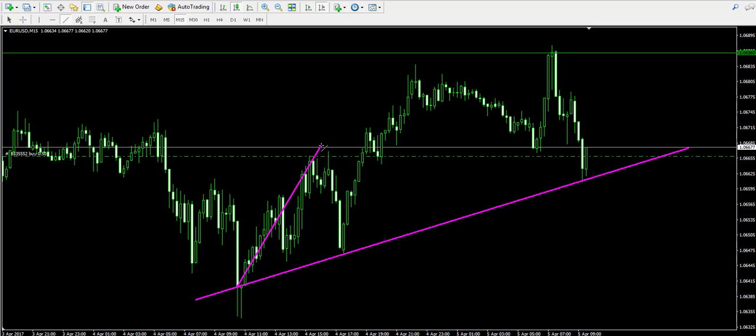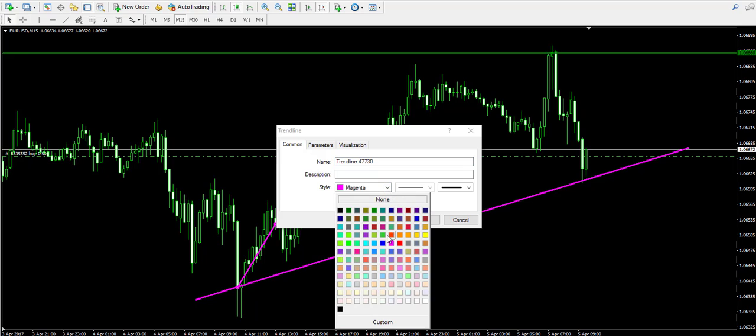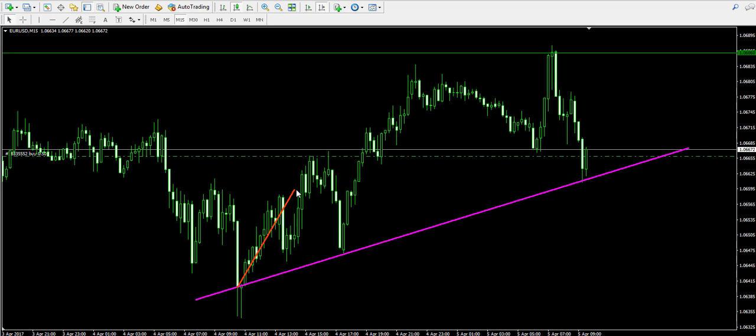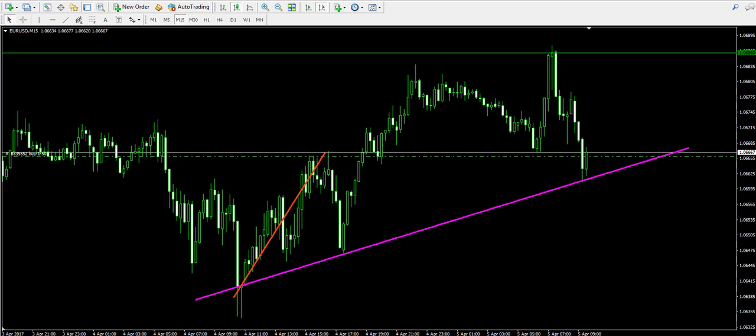Let's draw some waves for you. First wave. I'll put them in orange. First wave, second wave, third wave, over here, and fourth wave. Okay, and now I'm trying to trade the potential fifth wave on the chart. Over here. Something like this.